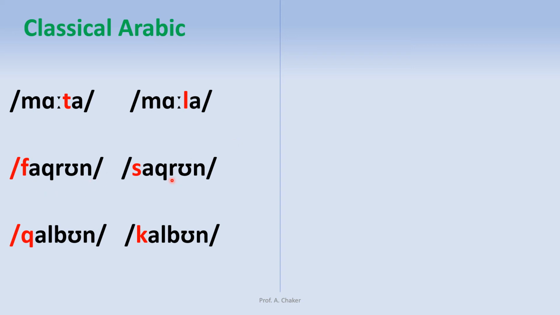Faqrun, saqrun. Now, the Q sound. This is the symbol used to represent the Q sound. Okay? It doesn't exist in English. So, F and S are phonemes. Kalbun, oh sorry, qalbun. This is Q. Kalbun. So, Q and K are phonemes.